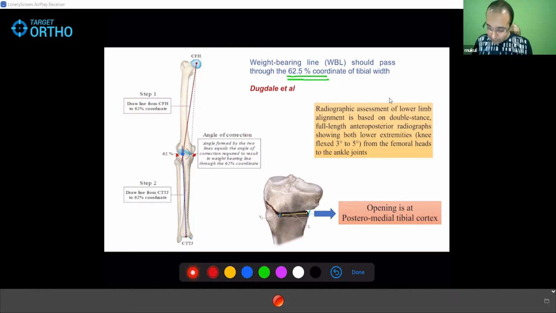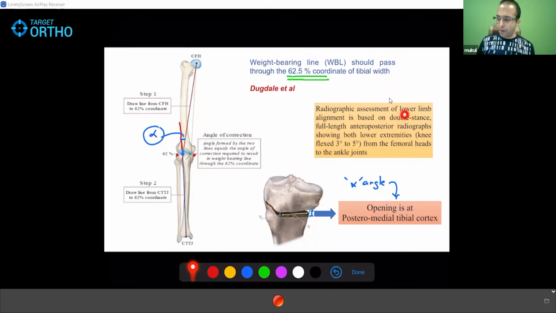So this angle that has been generated here, this is that alpha angle, the angle of correction. Clear? And this angle of correction, this alpha angle, should be the angle that should be there at this posterior medial tibial cortex. ये उस जगह का एंगल है, करेक्शन एंगल, that you have to achieve eventually. So I hope you guys are clear how to calculate the correction angle.